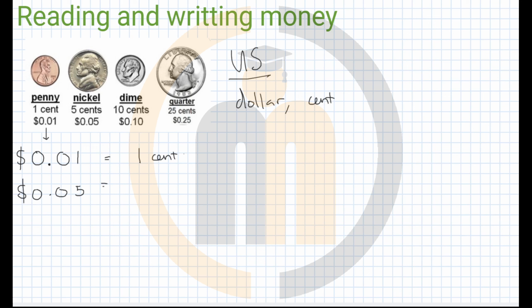Now similarly, if you have dollar 0.05, this will be 5 cent. Now if let's say I have dollar 0.55, this is to be said 55 cent. So if you notice, the back end of it after the dot will tell you the cent, meaning how much in coins.